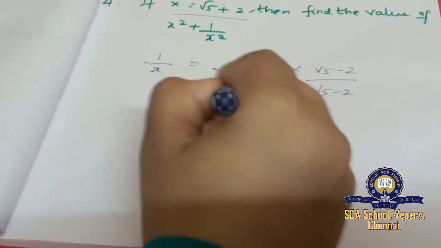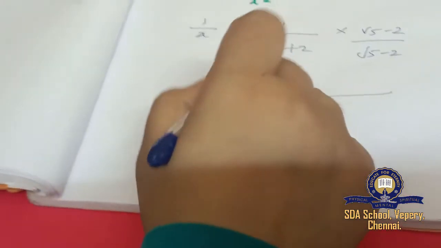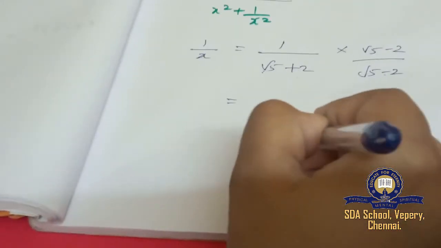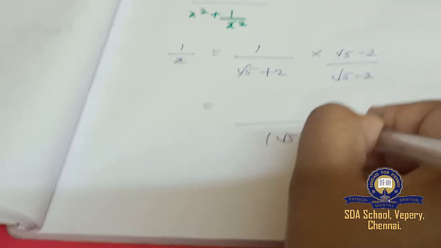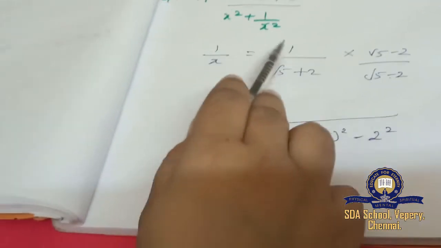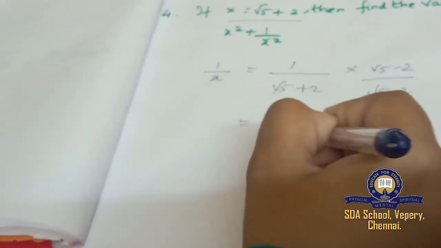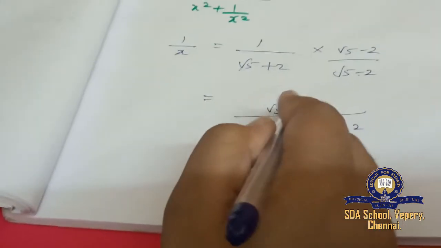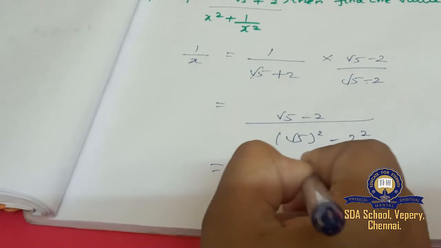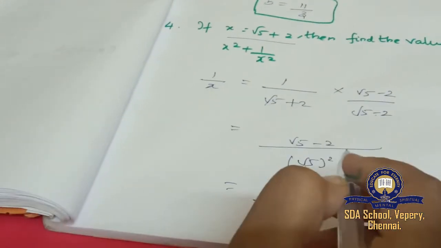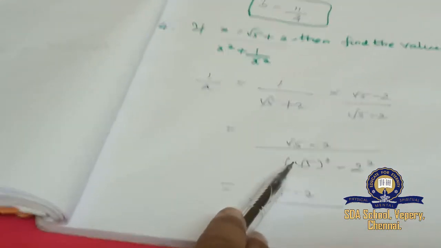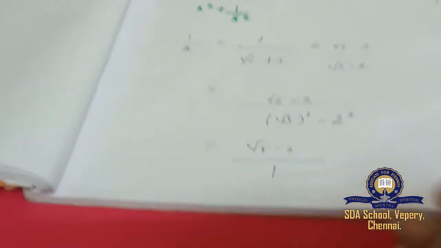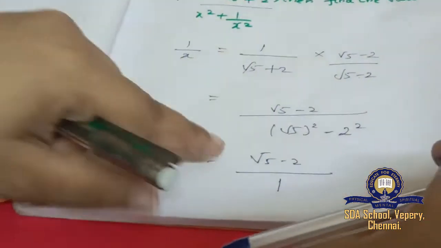Yes, then what will happen? I have to take the identity a plus b, a minus b. I will get root 5 the whole square minus 2 square. Yes, then 1 into root 5 minus 2, which in turn will give me root 5 minus 2 itself. Then what will I get? Root 5 minus 2 divided by 5 minus 4. Root 5 the whole square is 5. 5 minus 4 is 1. Yes, I have got the value of it as 1.